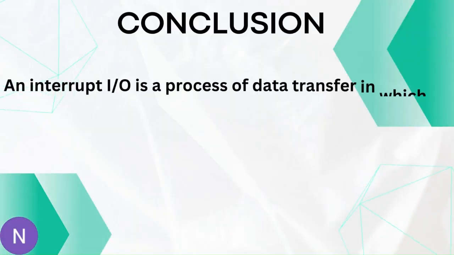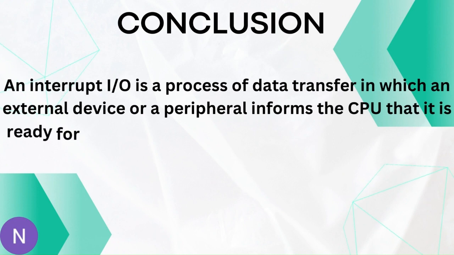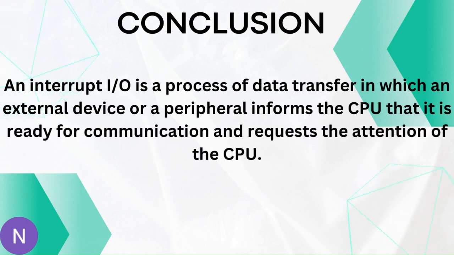Conclusion. Interrupted input output is a process of data transfer in which an external device or a peripheral informs the CPU that it is ready for communication and requests the attention of the CPU.